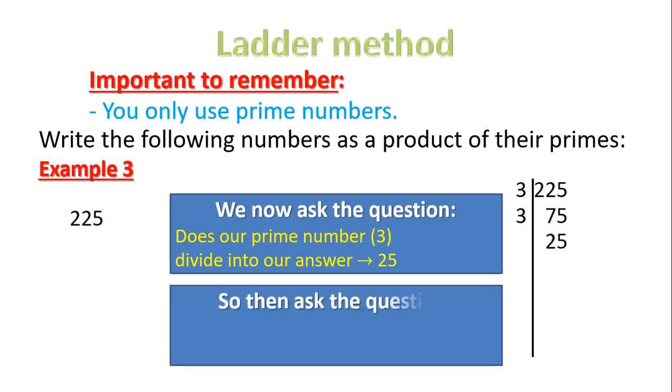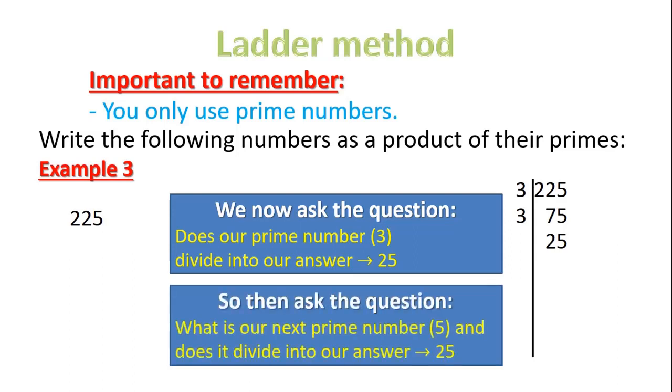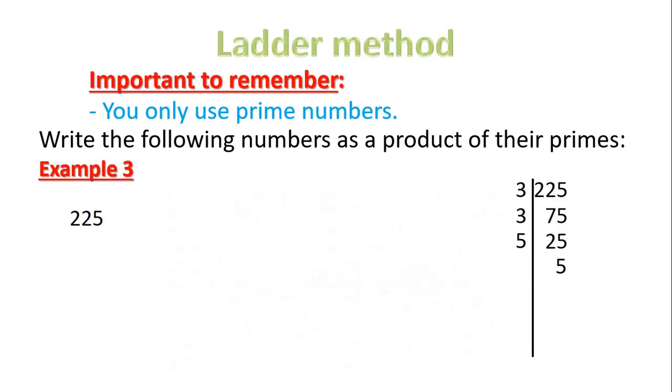Let's carry on. What's our next prime number after 3? Well, it's 5, and so we ask, does 5 go into 25? The answer is yes, and so we write a 5 to the left of the 25 and do our division. 5 into 25 goes 5 times. Let's carry on.